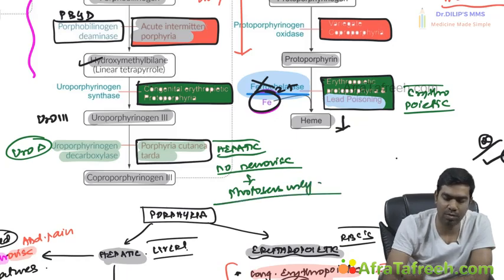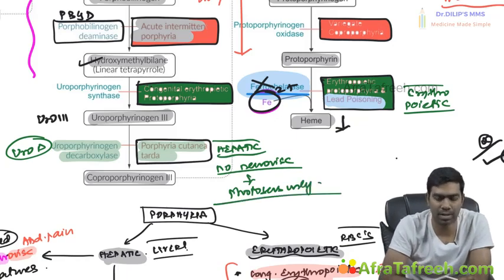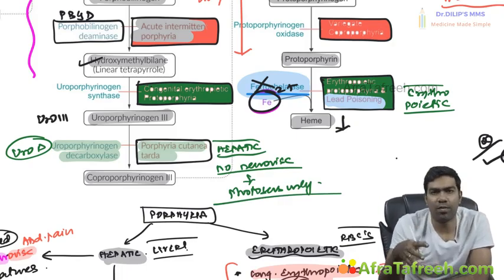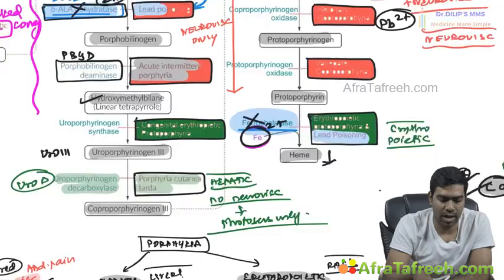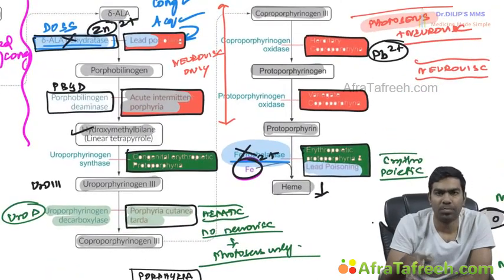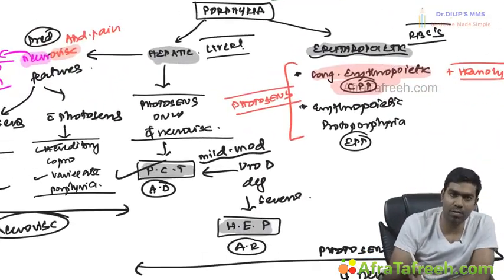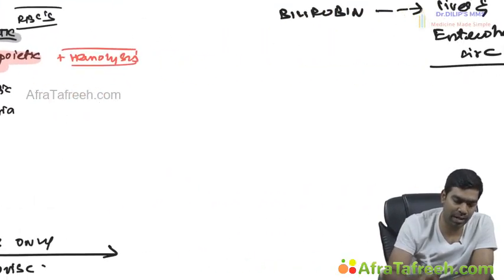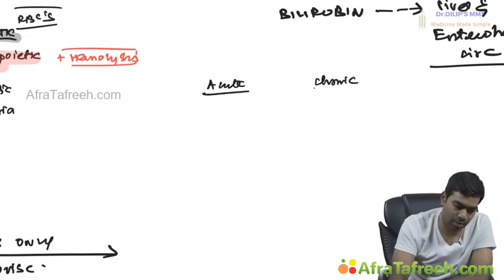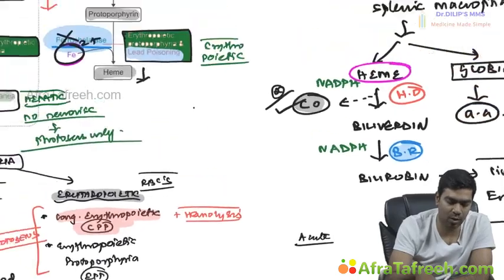And this is how you are going to divide. As simple as that. And what are the acute porphyrias and what are the chronic porphyrias? Acute porphyrias, this is one way of dividing them. Similarly, I can tell acute porphyrias as well as chronic porphyrias. Again, these four are the acute porphyrias.